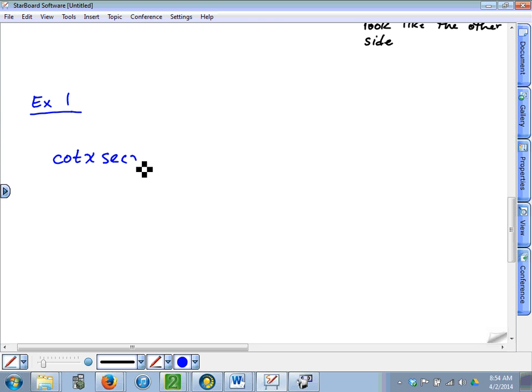Cotangent, secant over cosecant is equal to what? Let's try this one. This one is easier. First of all, it's easier to spot the more complicated side. Right? That's the right side. Let's choose one. Definitely the right side. So I would safely say that this is the more complicated side.